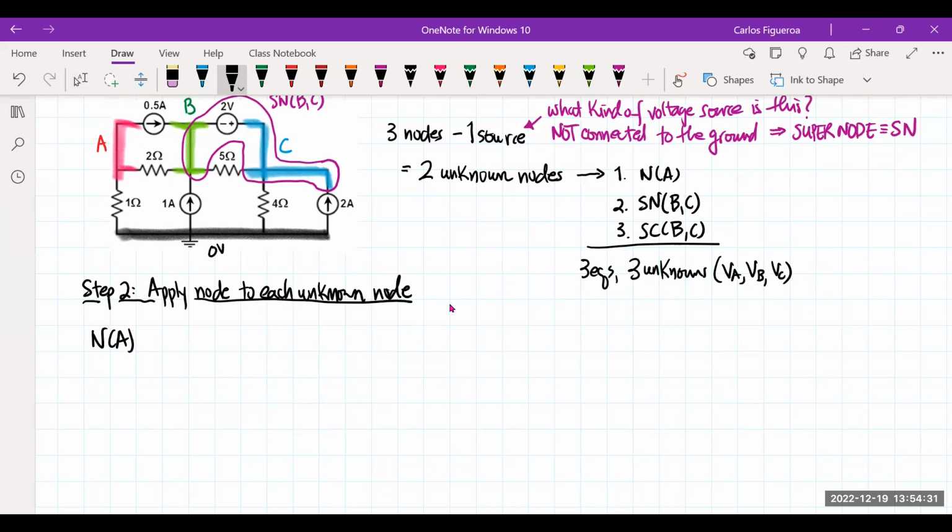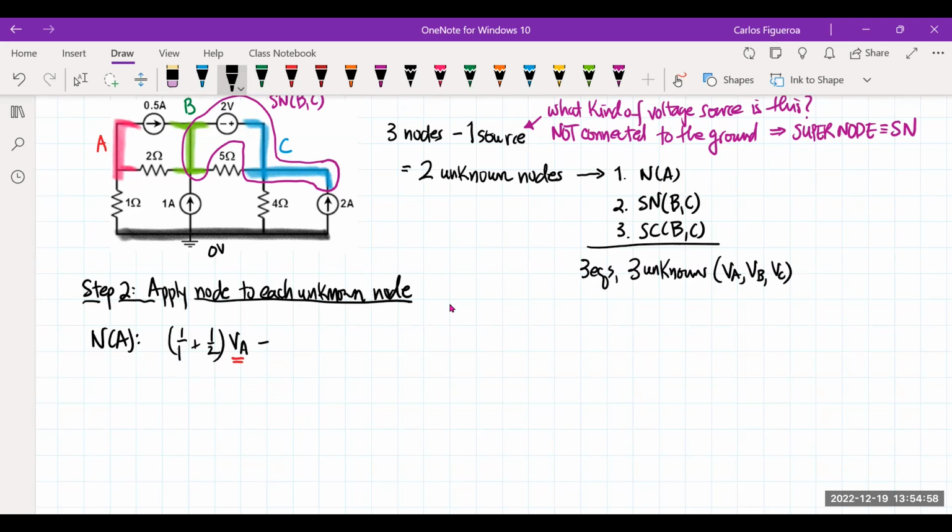So if I look at node A, you could see that I have 2 resistors. So I have 1 and 2. So I'm going to go 1 plus 2. And then I'm going to call this node A. And so node A is what I'm going to label with red. And then I have the mutual.